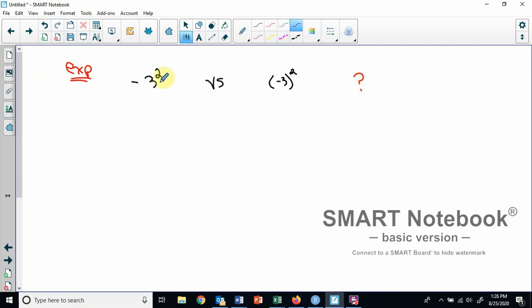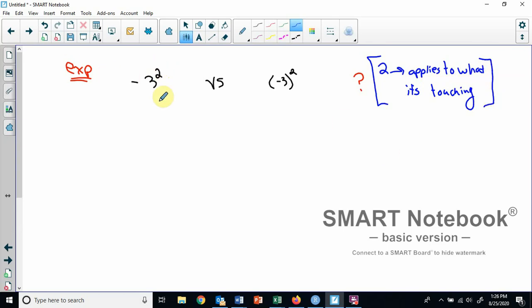And the answer is yes, there's a very big difference. So the exponent, the 2, applies to what it's touching. Okay? So whatever it's touching is what it is applying to. So let's look right here at the first example. This 2 is touching the 3. Is it touching the negative? No, it's only touching the 3. So only the 3 is being squared, not the negative.